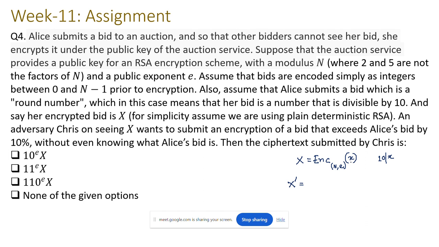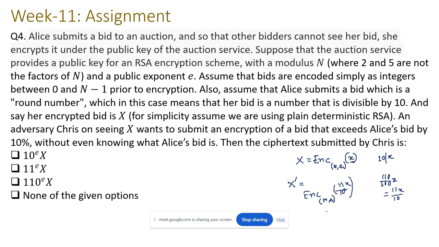So x dash becomes the encryption of some value which is 10% larger than x, right? So x is the actual value that Alice bids. If you want 10% higher value than that, that means you want 110 by 100 x, right? This is 10% higher than x, or we can write 11x by 10. So this is the value which is 10% higher than x, and you want x dash to be the encryption of 11x by 10, right? So what is the encryption of 11x by 10?